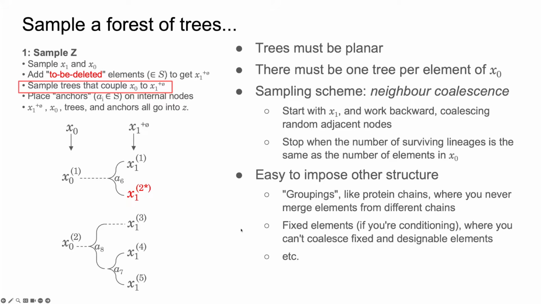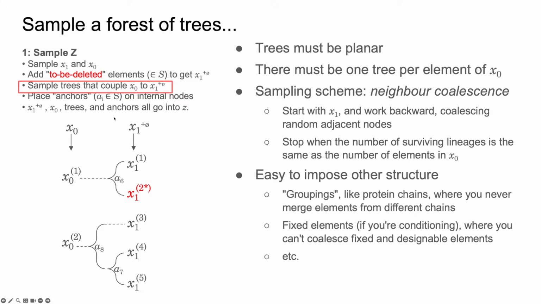It's also really easy to impose other structure in these trees. If your state elements have some natural grouping, like proteins in different chains, you can make the tree coalescence respect the chain structure, so you never merge two elements across different chains, and that links to how the generative process works. If you're conditioning on fixed sequences, you can also prevent coalescence across the fixed boundary. It's quite a useful thing with a lot of flexibility.